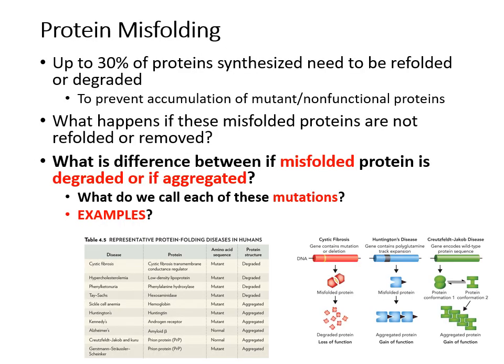Now, when we talk about protein misfolding, like you heard me mention in the previous slide, that's the last thing I want to talk about in this lecture. Up to 30% of proteins synthesized need to be refolded or degraded. The reason that's so important is if these misfolded proteins are not refolded or removed, they'll start messing around with the function of normal protein within that cell. They can do things like form aggregates and prevent proper function.